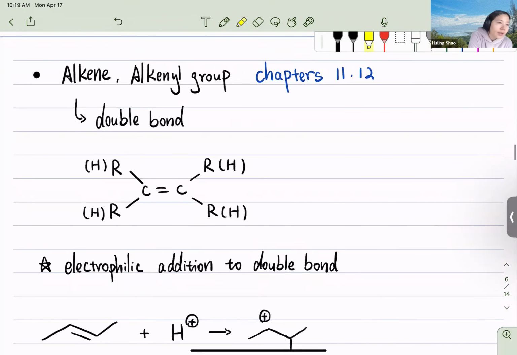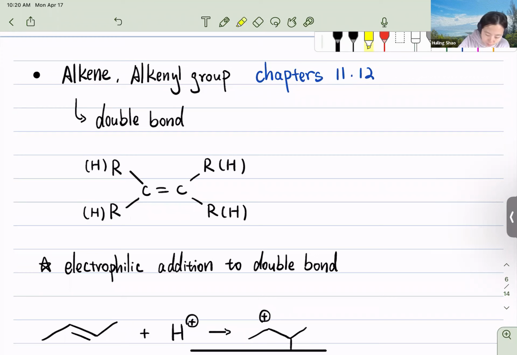Next up, alkene or double bonded species. So alkene will have alkenyl group. You will be talking about reactions of an alkenyl group in chapters 11 and 12. I will not go over them in detail. You'll learn that in 14B. But before we do that, what I do want you to know is alkenes are somewhat special.